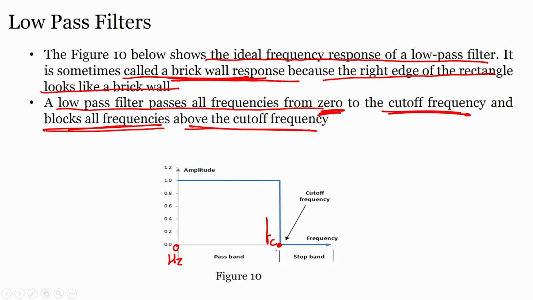right. Now, the frequencies which are not allowed above the cutoff frequency, this is called the stop band, and this is called the pass band, right. Frequencies are allowed to pass, or frequencies are not allowed to pass, they are stopped. So, a low pass filter passes all frequencies from 0 to cutoff frequency and blocks all frequencies above the cutoff frequency, alright. This is the case when we are talking about low pass filters, alright.